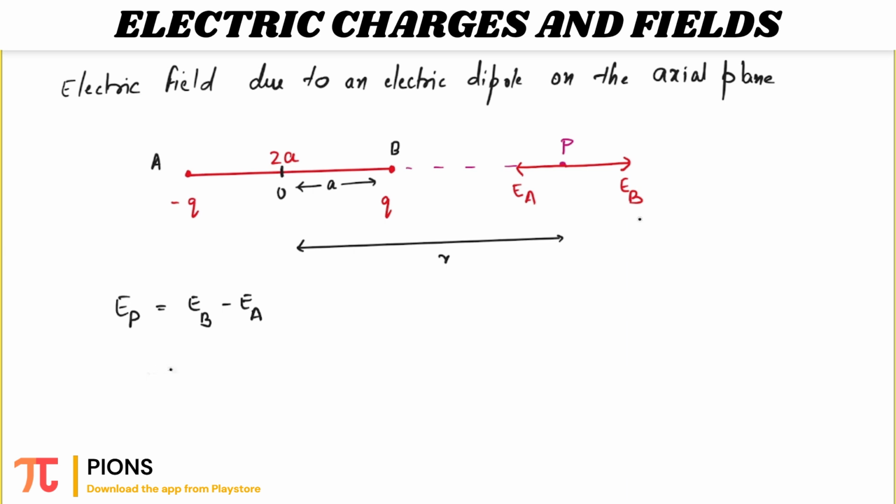So let's find EB. EB will be K, the formula for electric field is K times the charge on B, that's Q, whole divided by the separation, that is BP square, minus KQ. Again I am repeating, we will not take the negative sign, whole divided by AP square. Any doubt? So let's take KQ common. Taking KQ common, we are left with 1 by BP square minus 1 by AP square.